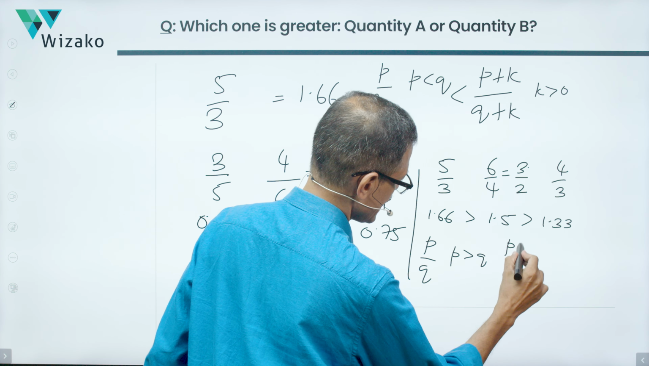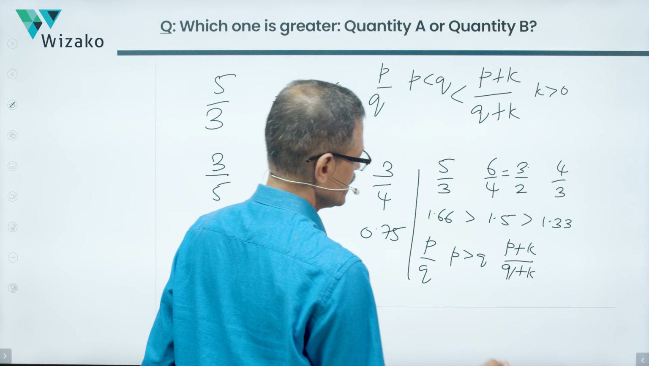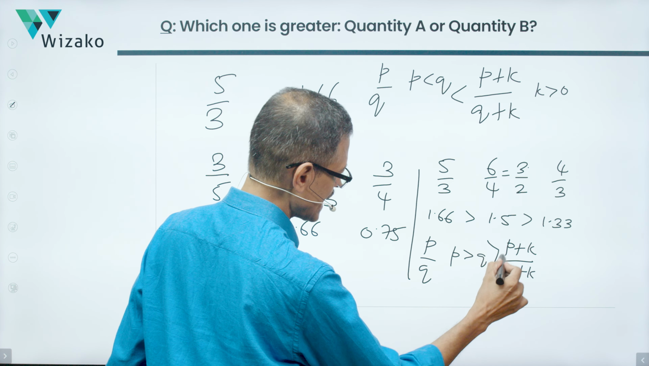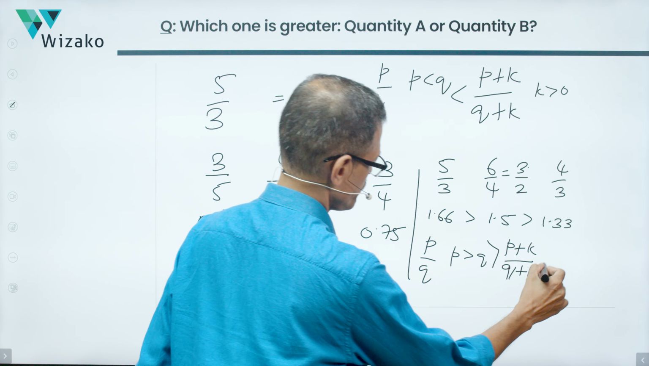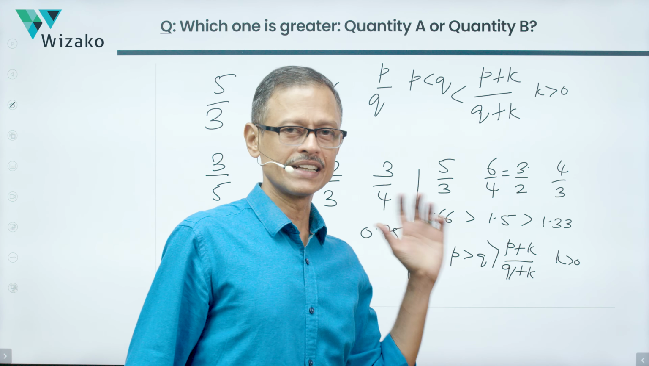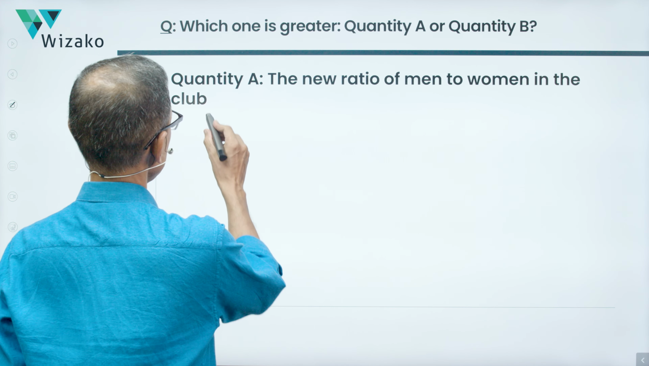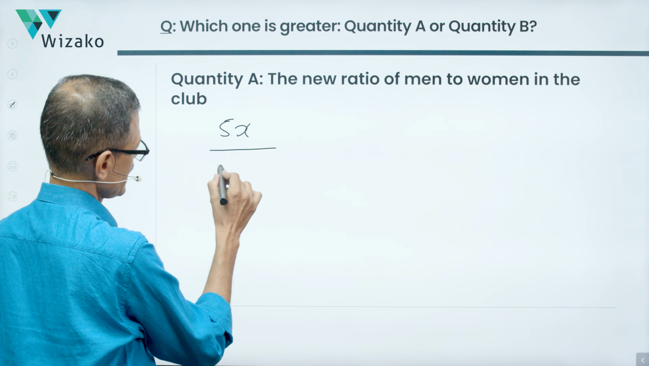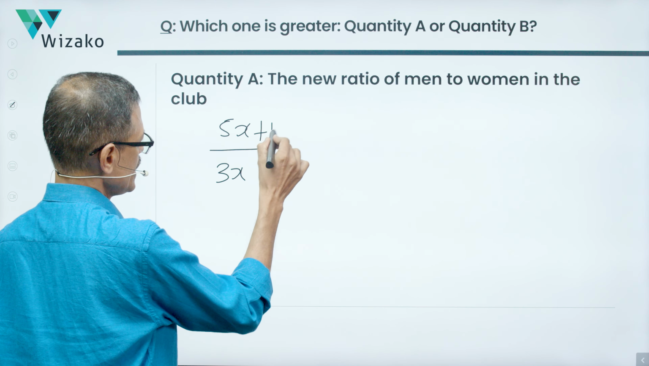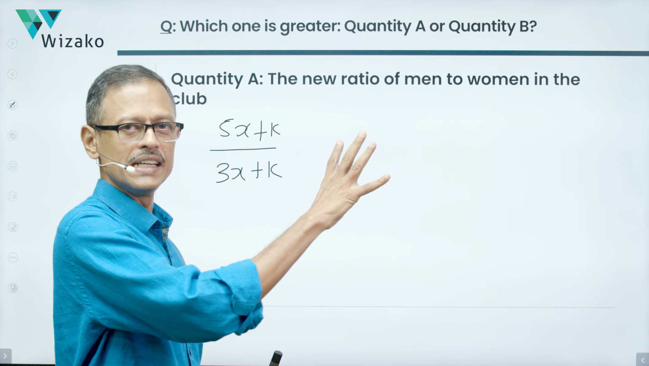Now if I add a k, which is a positive number, p plus k and q plus k, right? So p by q will be greater than p plus k by q plus k, provided k is positive. Here we realize that it was lesser, in this case it is greater. What is the original ratio given to us? We have 5x, 3x, men and women. Equal number of men and women join the club. No one leaves the club.